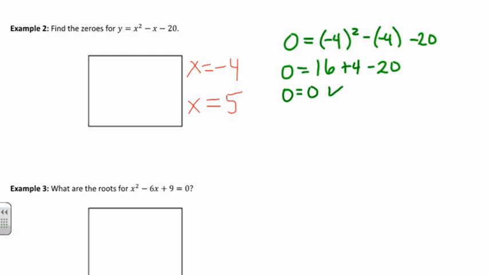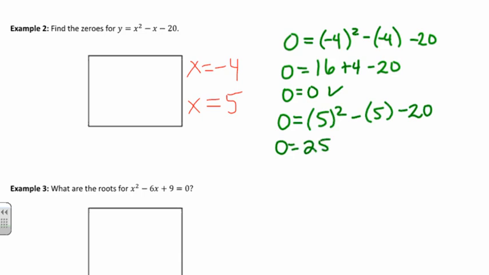And then testing our 5. 5 squared minus 5 minus 20. 0 equals 25 minus 25, which also satisfies. So that's just a way to double check your work that your calculator gives you. Again, please be drawing in your graphing, whatever you get on your calculator, into those little boxes I've provided for each equation.